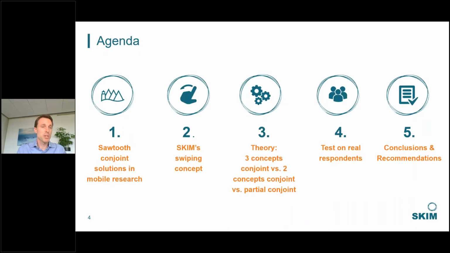So what is this webinar about? We've got 5 topics. First of all, we're going to show the Sawtooth conjoint solutions that we're using at the moment for our mobile research. Then we're going to introduce our new SKIM swiping concept. Then we're going to dive a bit deeper into theory: 3-concept conjoints versus 2 concepts, and full profile versus partial profile. After the theory, we're going to test our new solution on real respondents. And at the end, we're going to draw some conclusions and give you some recommendations.